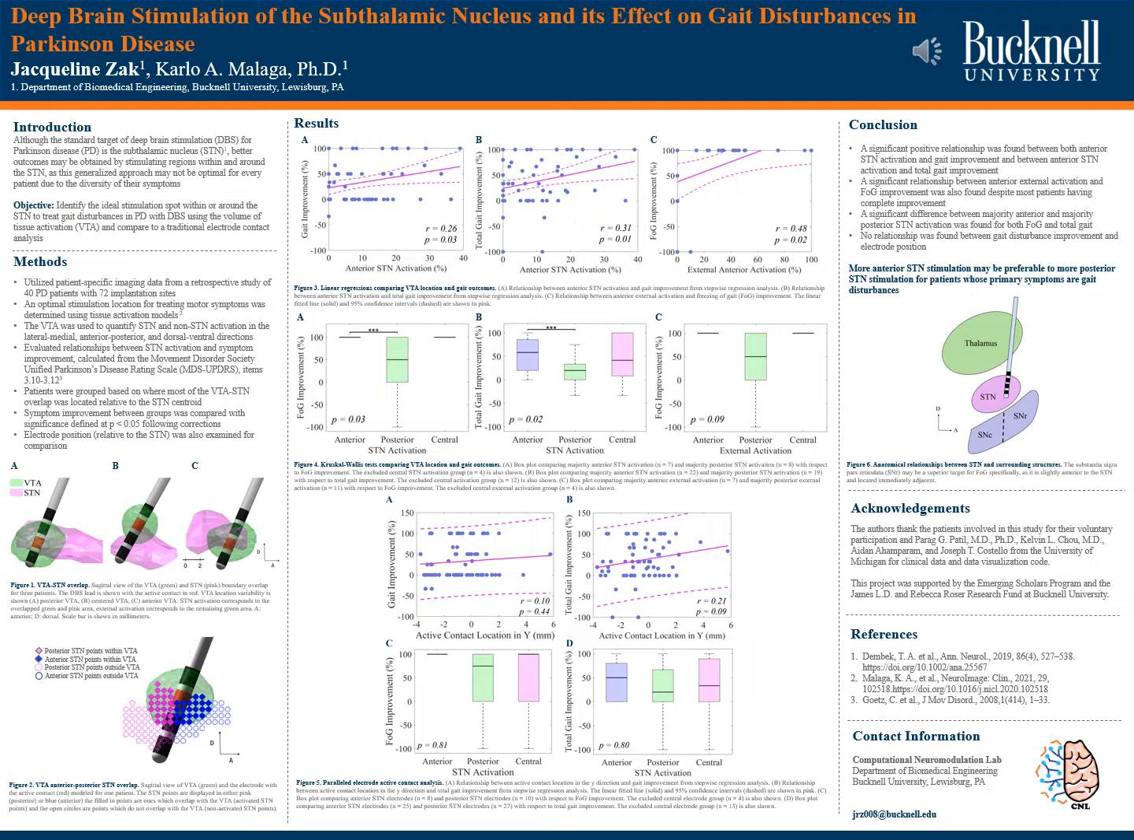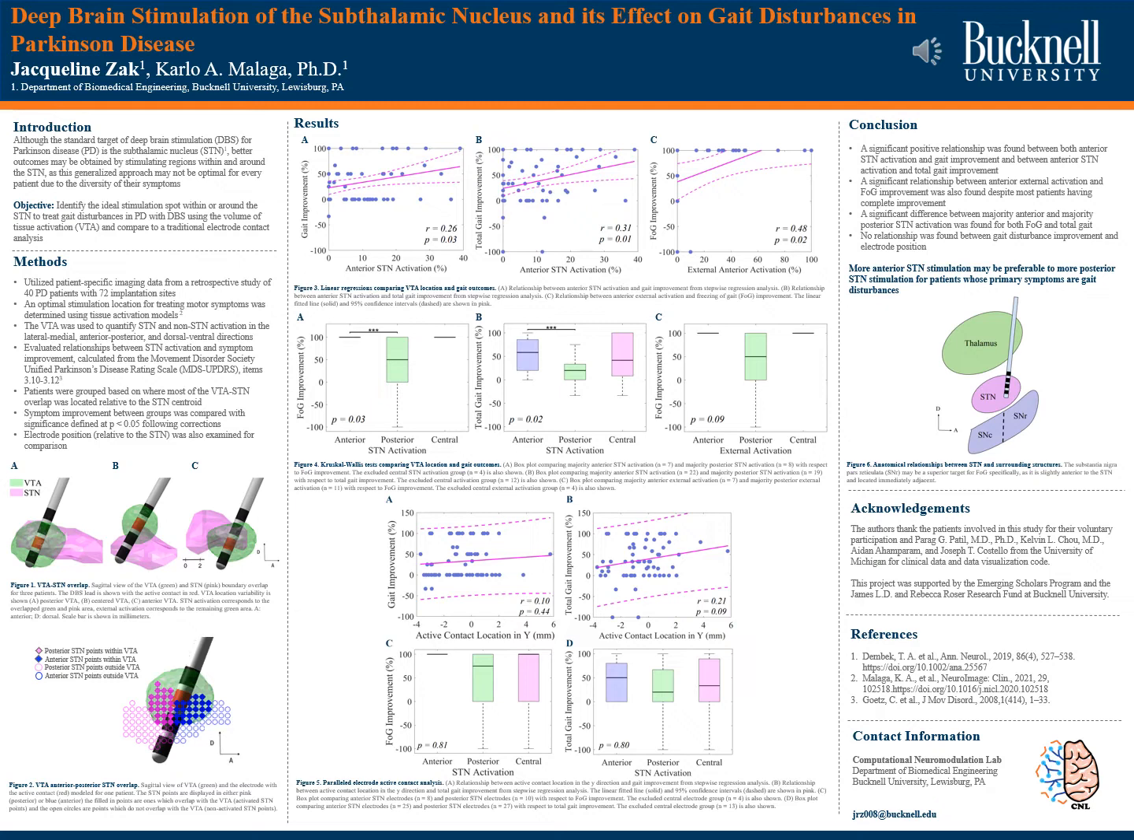The volume of tissue activated, or VTA, is a 3D representation of the spread of stimulation in the brain. I quantified the overlap between the VTA and the STN to determine STN activation in the X, Y, and Z directions. The first figure on the left of my poster shows the overlap between the VTA and STN. The figure below shows a split between two halves, anterior and posterior in this case.